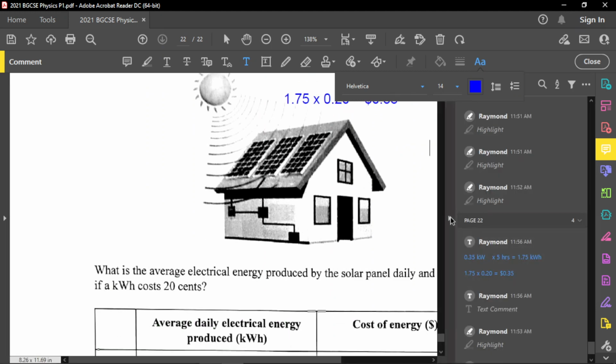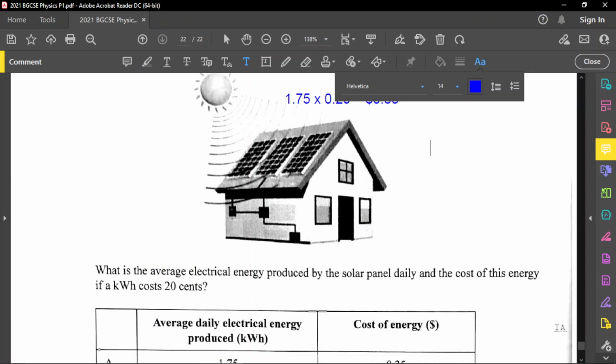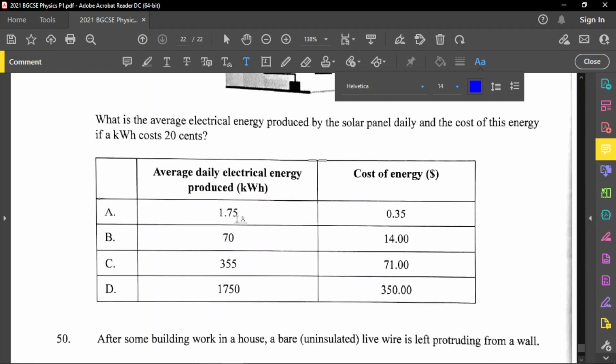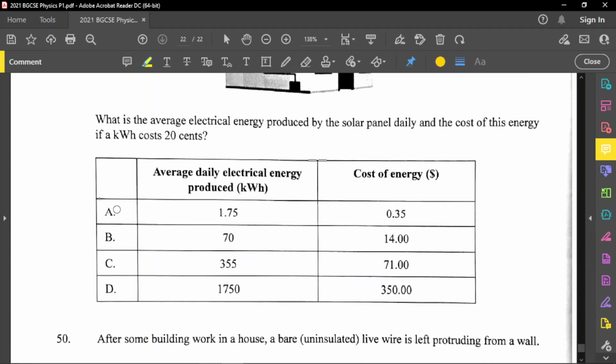All right, so now let's see what our answer is. Remember, it's 1.75 and 35. So this here is the answer: A is our option right here. That's the energy, and that is the cost. All right, let's look at number 50.